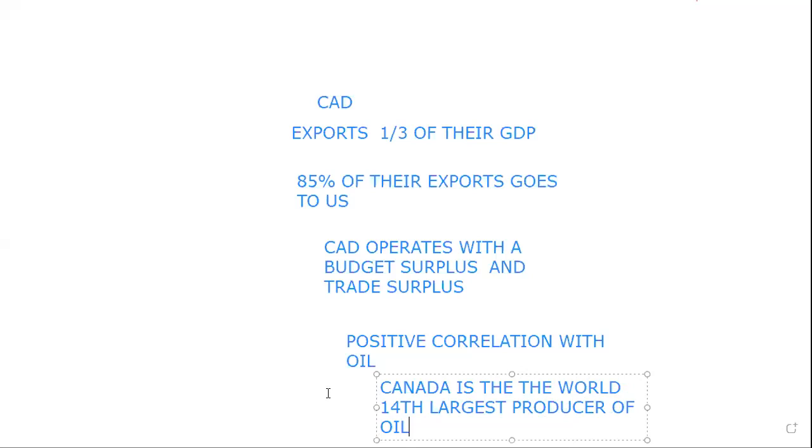So what that means is that the Canadian dollar has a positive correlation with oil. So whatever happens to oil will affect the Canadian dollar. Okay? And if oil prices rise, the Canadian dollar will rise. If oil prices drop, the Canadian dollar will drop. So one of the ways to map out the Canadian dollar is to look at oil prices. Whatever affects oil price will affect the Canadian dollar.